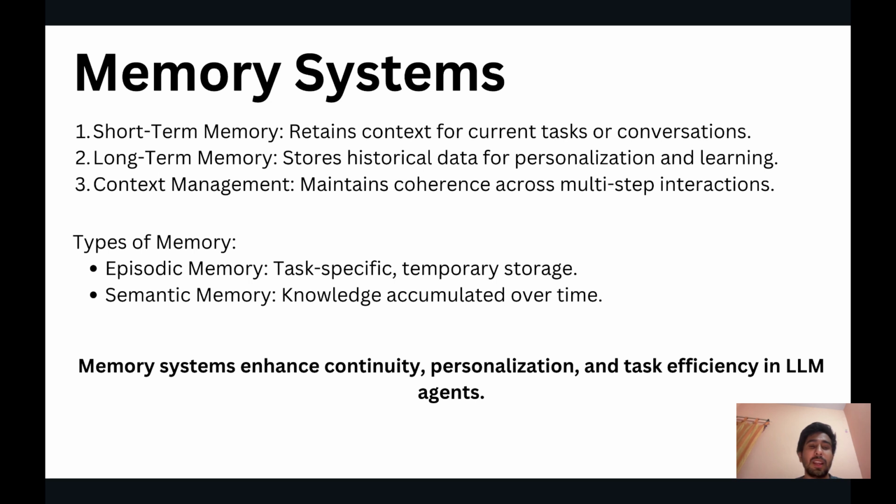And types of memory, generally episodic memory, so task specific or temporary storage. And semantic memory will be like knowledge accumulated over time, or historical conversation, like historical outputs or historical tool uses, etc. So these all can be stored in an external database or vector database, or any simple storage system. You can store them, and whenever required you can fetch them and give them to the LLM for better contextual understanding. And memory systems enhance the continuity, personalization and task efficiency in LLM agents.